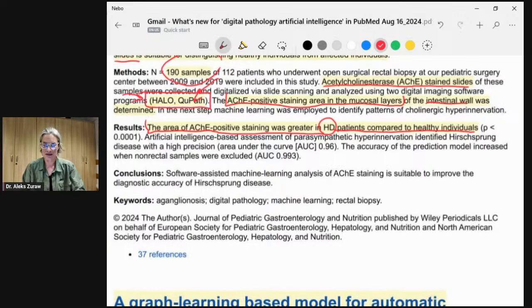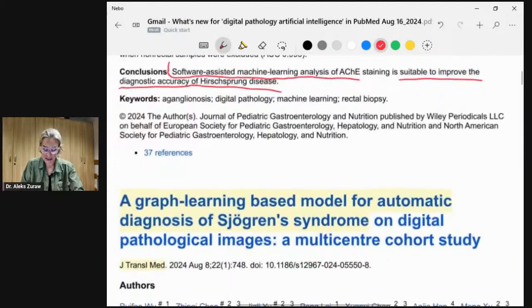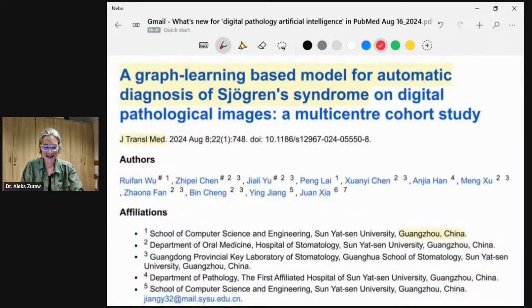Do you need image analysis for that? I'm not sure, but they used it. Okay. And it depends how subtle the differences are. If it's just a binary, or if it's a lot of area, then you can do it visually. If not, then you want a software. And they say that software-assisted machine learning analysis of ACHE staining is suitable to improve diagnostic accuracy of Hirschsprung disease. How useful is it? I cannot answer this question yet.